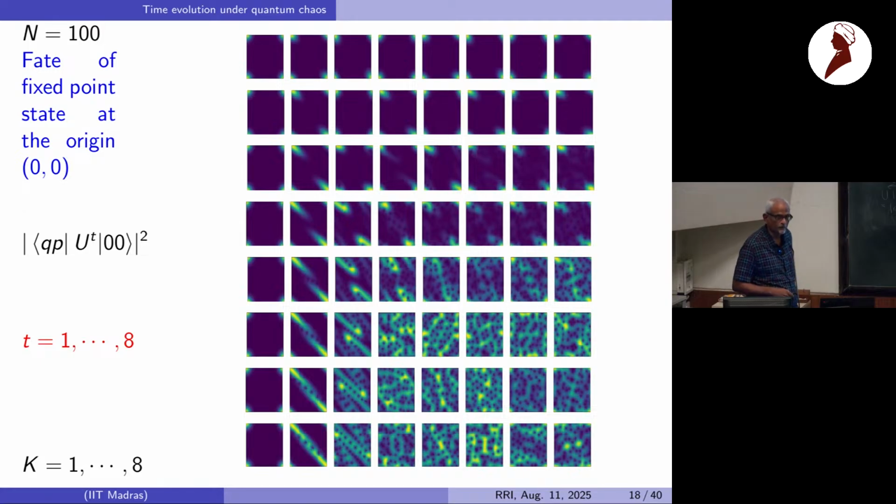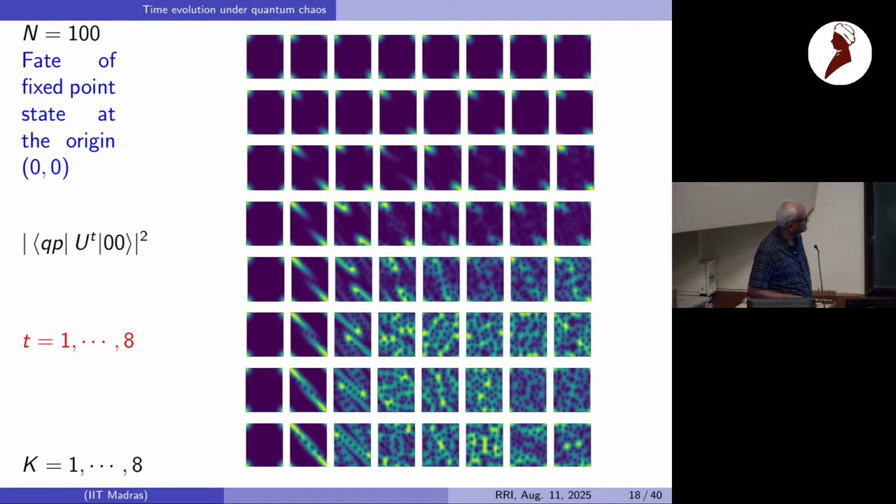Arul, sorry, I see K is increased from 1 to 8. Yes, 1 to 8. And what is this axis? Is it time? Yes, time. This is what I'm calculating: I'm starting from (0, 0), and time goes from 1 to 8 for every K, and every row is a fixed K.